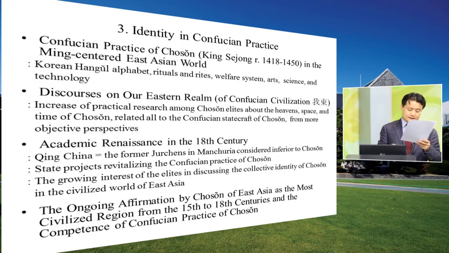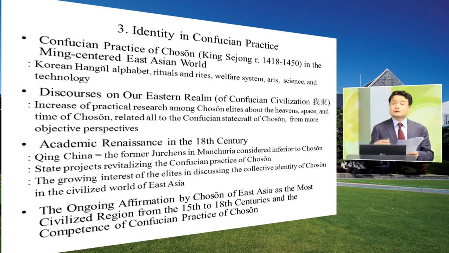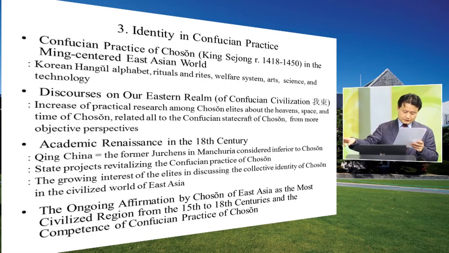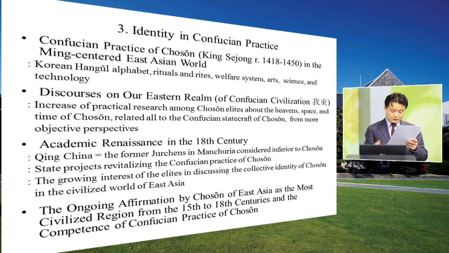Along this line, there was a growing interest of the Joseon elite in talking about the collective identity of Joseon in the civilized world of East Asia. So what we can see here is the ongoing affirmation by Joseon of East Asia, including Joseon, as the most civilized region from the 15th century to the 18th century, and they were very proud of the confidence of the Confucian practice of Joseon itself.